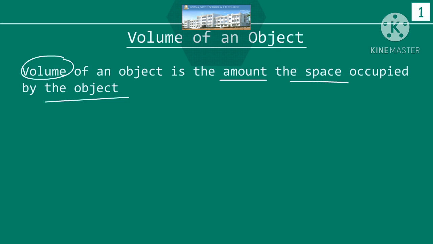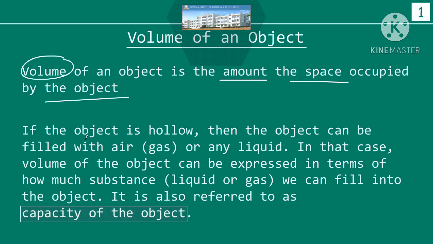Now sometimes the object may be hollow or empty from inside. We talked about earlier as an example, if you look at a room which is in the shape of a cuboid, inside of the room is empty. So what if the room or any object is empty? Then, if the object is hollow or empty, the object can be filled with air or gas or any other liquid.